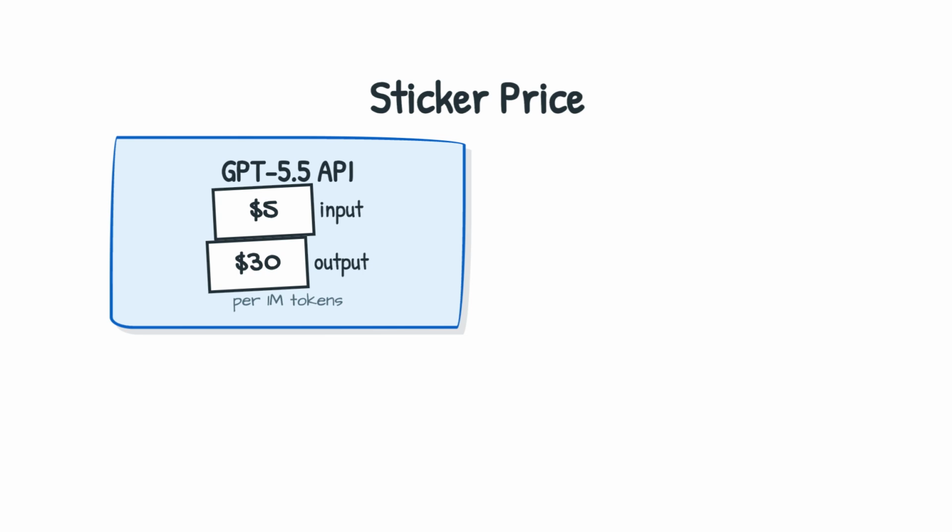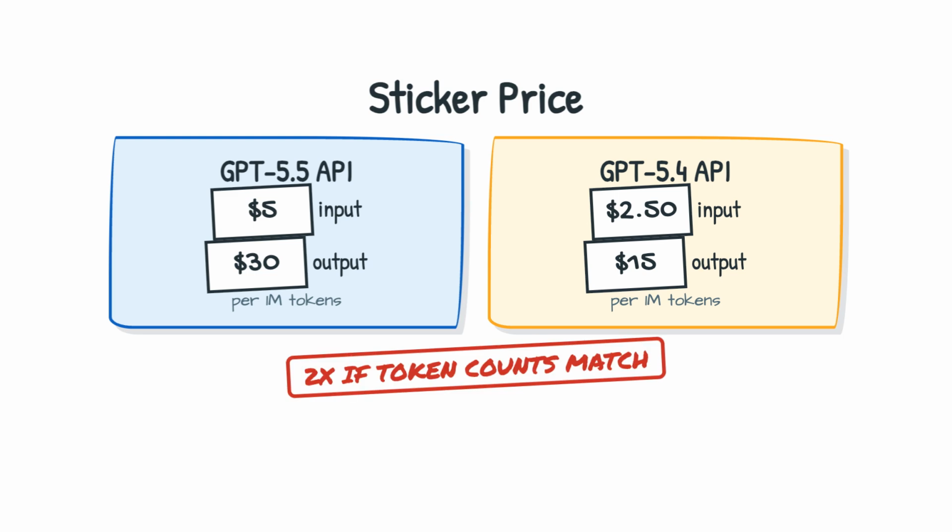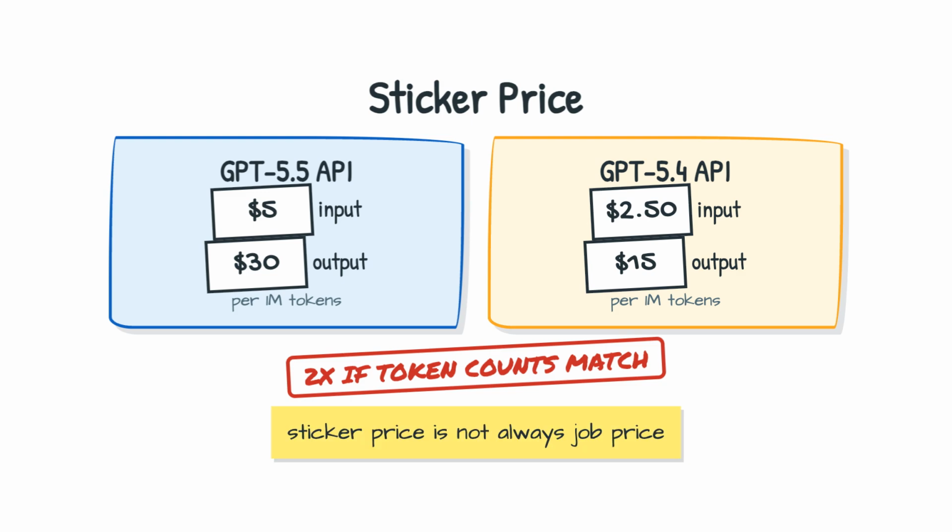Now talk about cost, because this is the loudest debate. In the API, GPT 5.5 is $5 per million input tokens and $30 per million output tokens. GPT 5.4 is $2.50 per million input tokens and $15 per million output tokens. If both models use the same token count, GPT 5.5 costs about twice as much. That is the sticker price. Sticker price is not always job price.